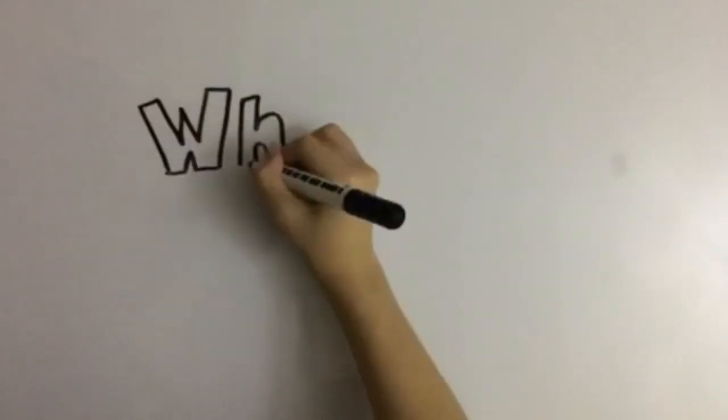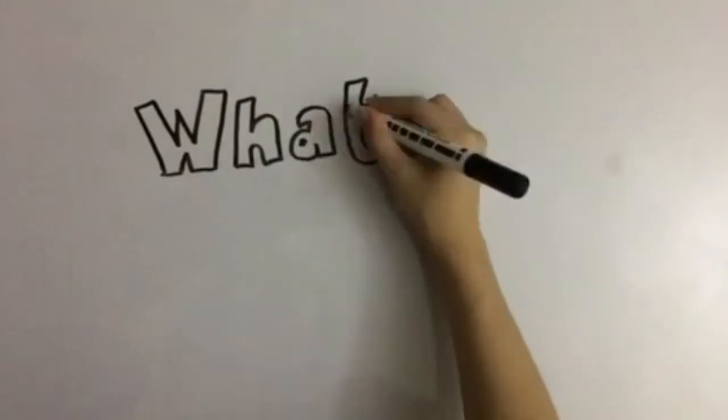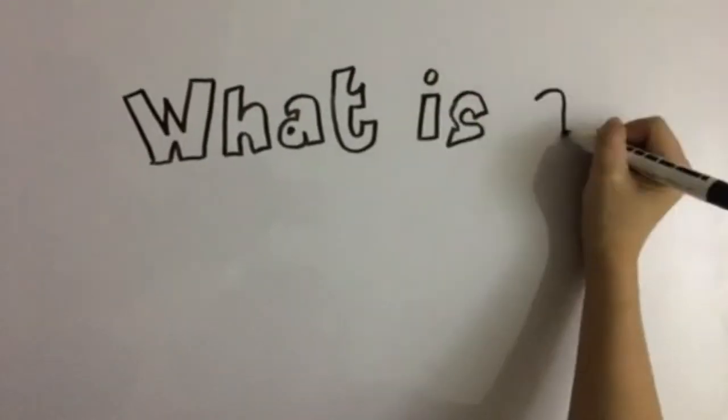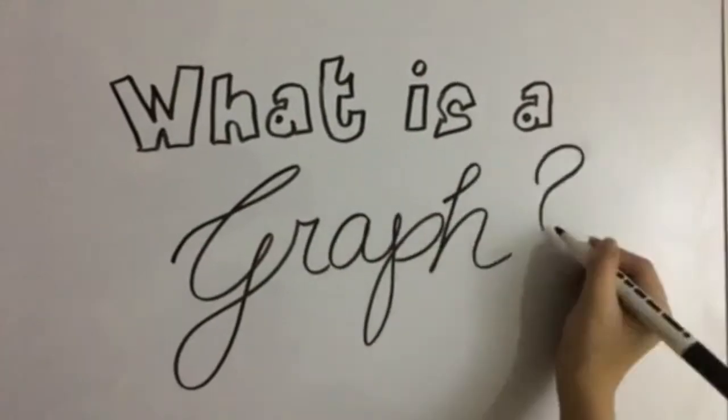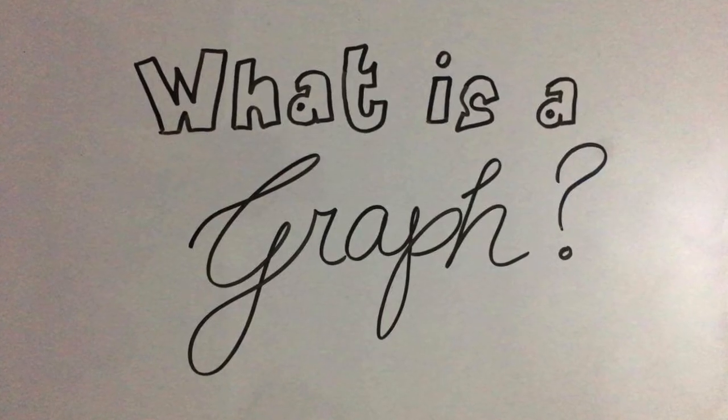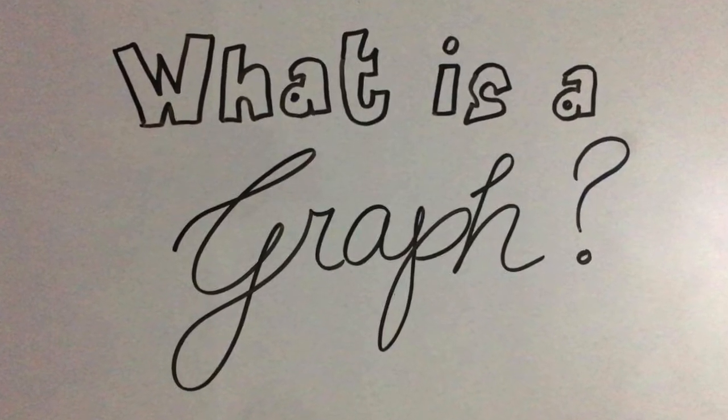What is a graph? A graph is an accurate representation of data. It is also used as an analytical tool to determine the value of some quantity that signifies a relationship between variables.